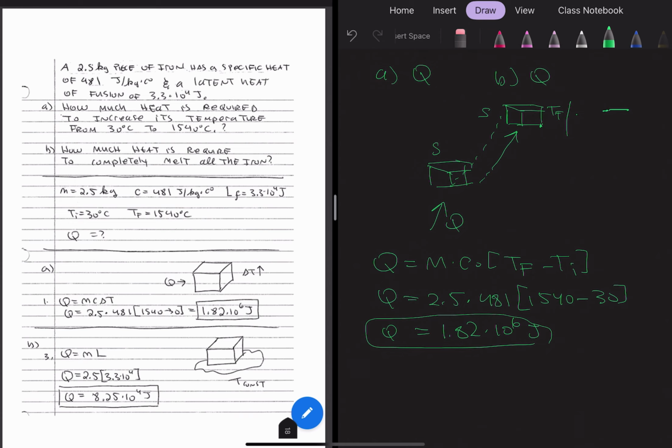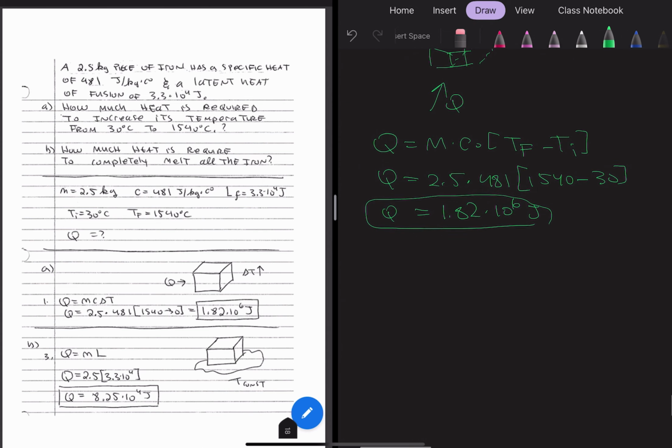Now, once the iron is hot enough, it's going to start to melt. And so this is for part B, you're going to have partially solid and partially liquid iron, so a mix between two states. And so for part B, we want to figure out, if you have iron that begins to melt, how much heat you have to input so that it completely melts and becomes just molten iron.